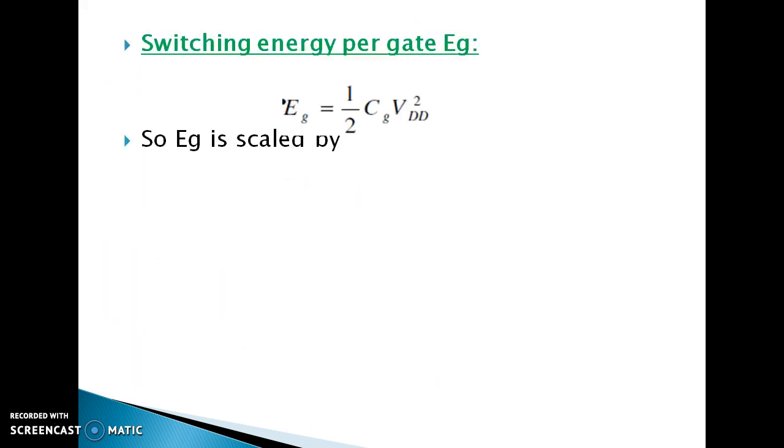Switching energy per gate, that is EG. EG equal to half Cg VDD square. Cg is beta by alpha square times, whereas VDD square, since VDD is the voltage, is scaled by 1 by beta times, so it is 1 by beta square. So the total value now becomes 1 by alpha square into beta.